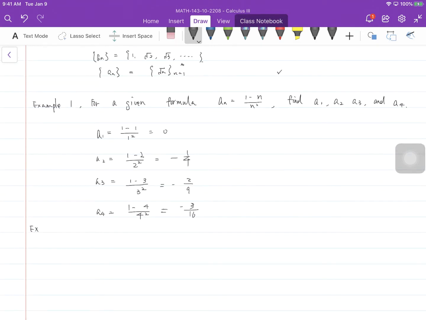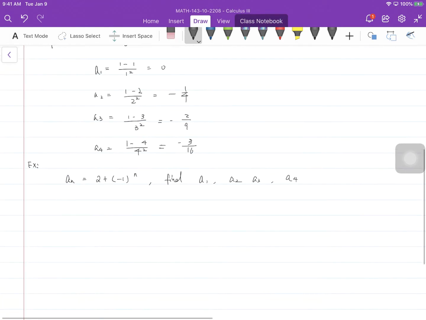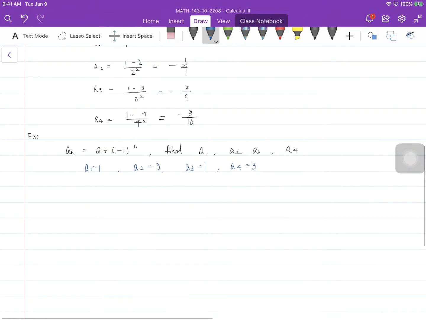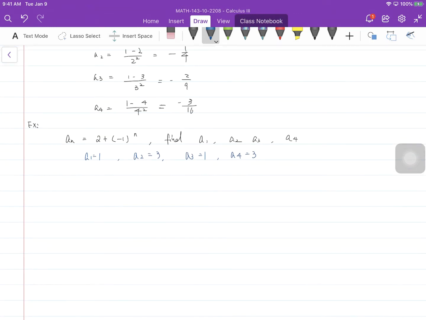And here you can try this problem. an is given by 2 plus negative 1 to the n. Same thing, find the first 4 terms: a1, a2, a3, a4. Please do the problem by yourself and check with my answer. Here I just give the answer. When you watch my video, you should pause here, do the problem by yourself, and check with my solution.